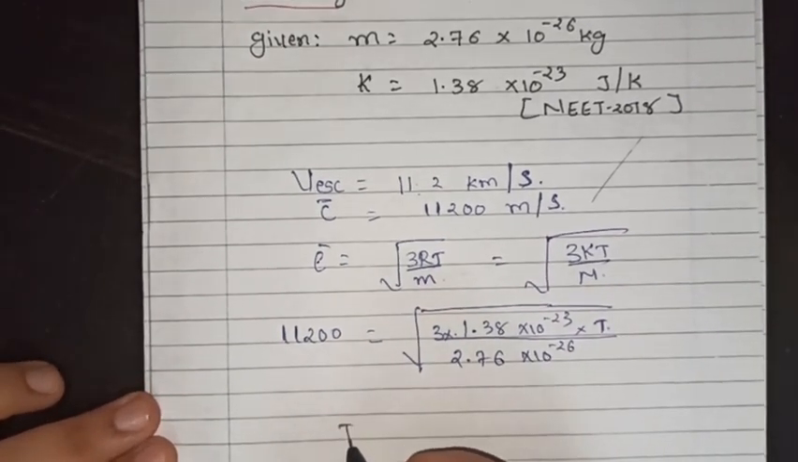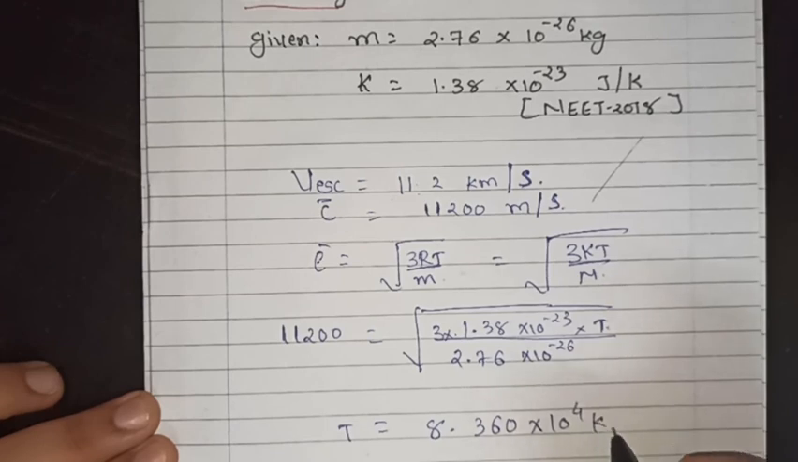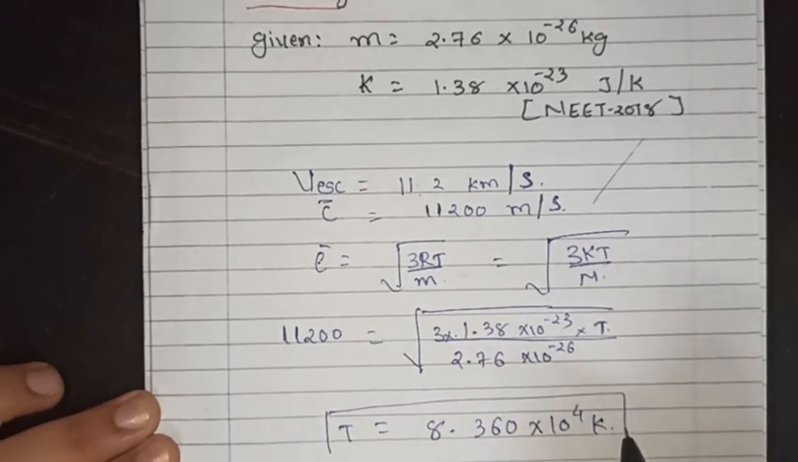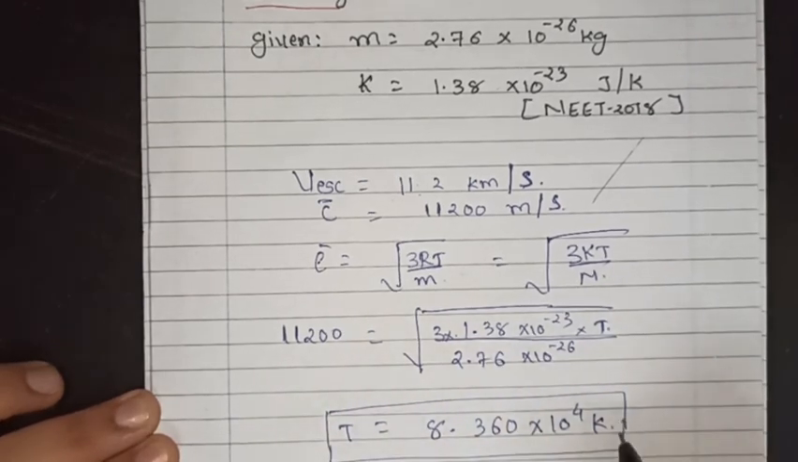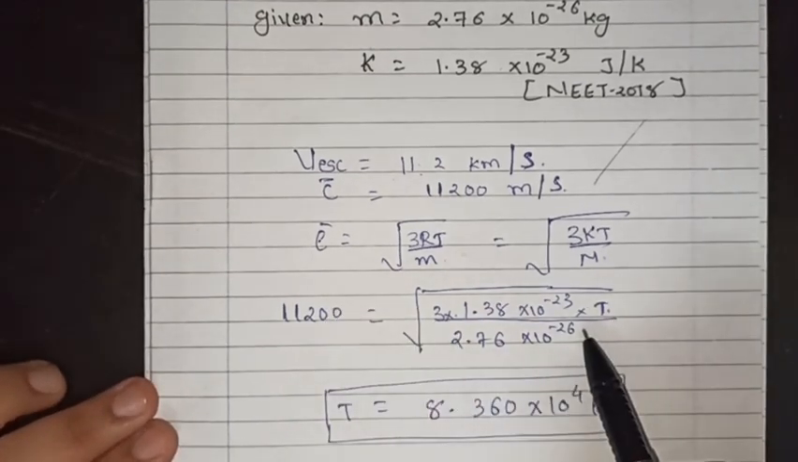We will get temperature T is equal to 8.360 into 10 power 4 Kelvin. Remember, the unit should be Kelvin because all the quantities are in SI units, so temperature should also be in SI unit.